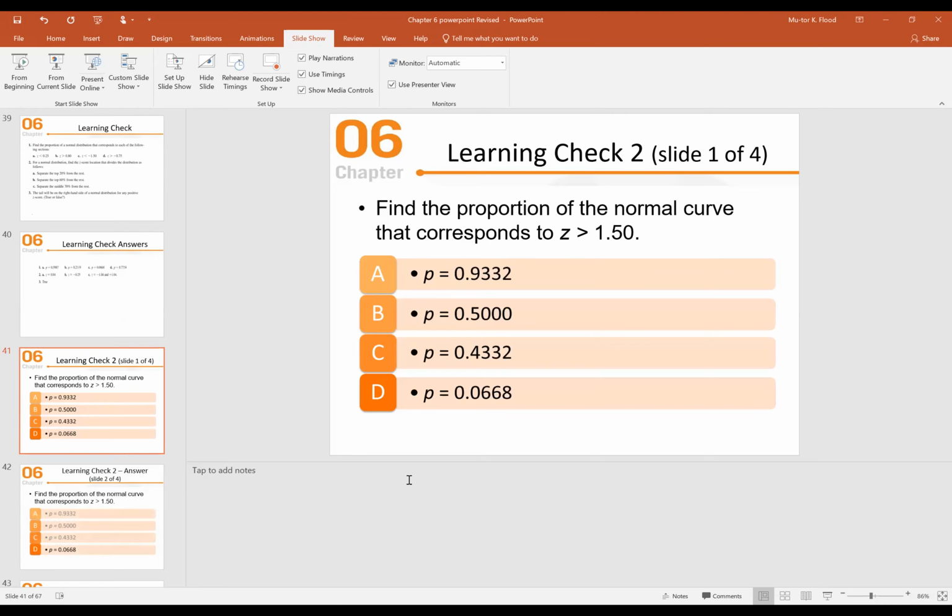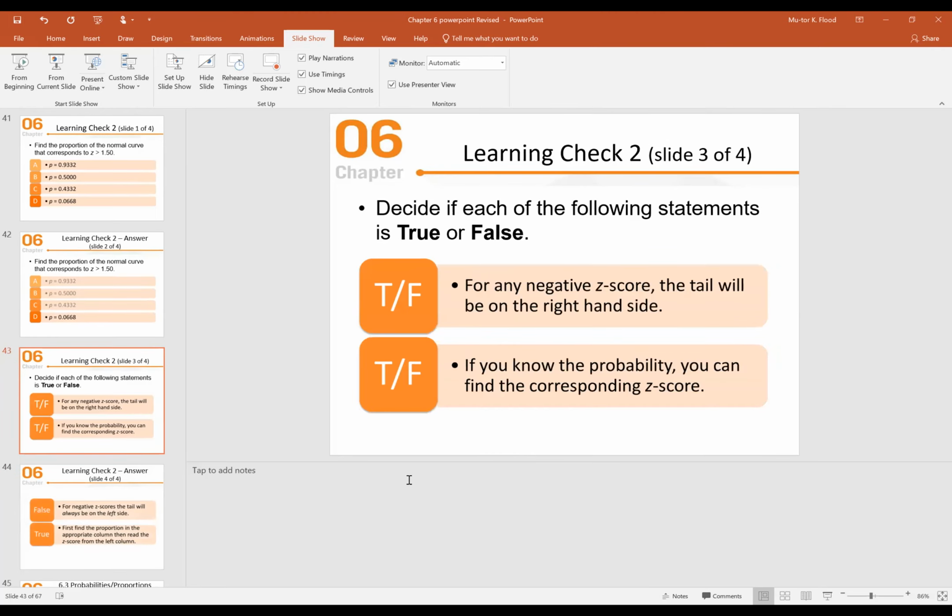And we are going to skip over these because we've kind of done those questions already. All right, so let's do this one. Decide if each of the following statements is true or false. For any negative z-score, the tail will be on the right-hand side. We can try this out. So let's draw a distribution. Here's the mean. If we have a negative z-score that we're looking for, it's below the mean.